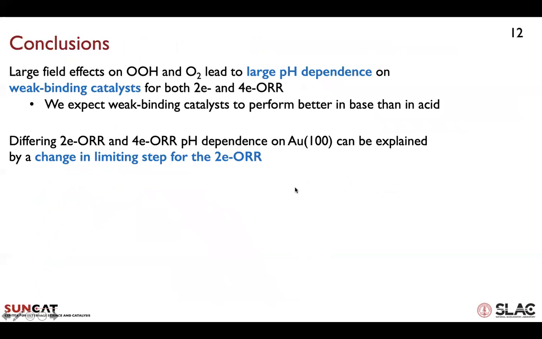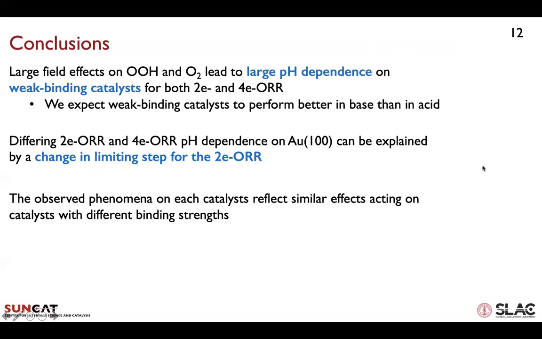Second, the differing 2-electron and 4-electron ORR pH dependence on gold 100 can be explained by changing from having the same limiting step as the 4-electron ORR to having a different limiting step between the two reactions.